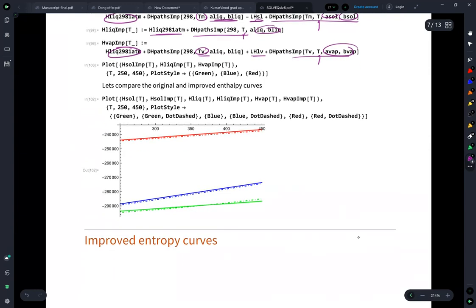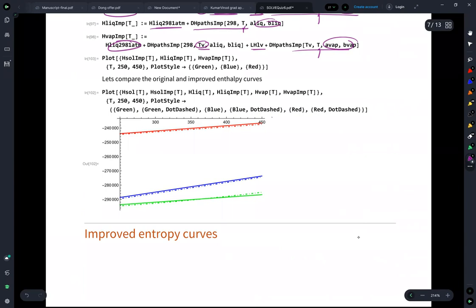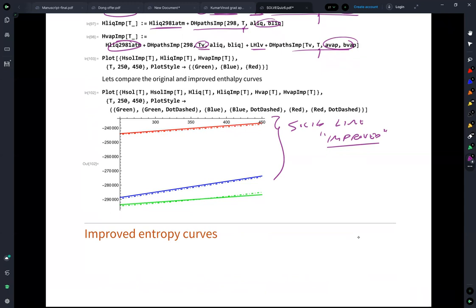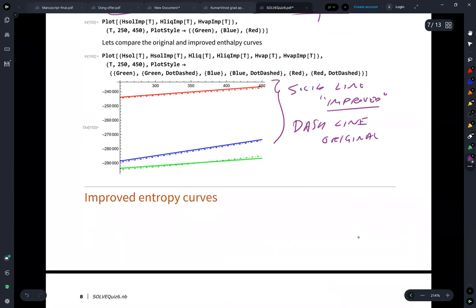And if you do that, you wind up with curves. And in here, I put the solid lines are the improved data, and the dashed lines are the original. So there's a slight change. You can see there's an effective curvature here, the slope of the lines for the solid are a little bit different.